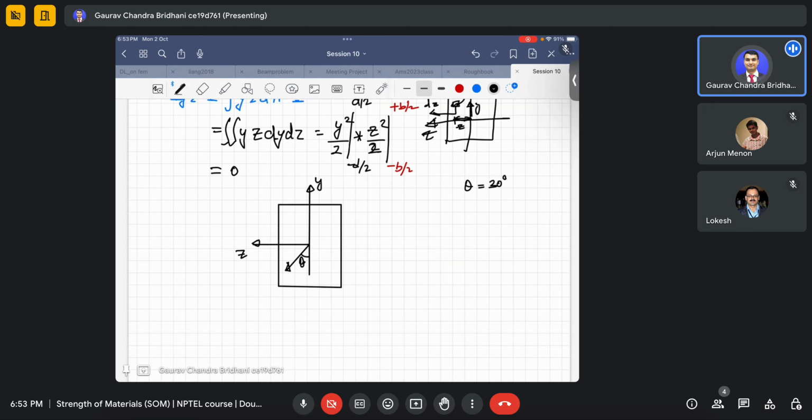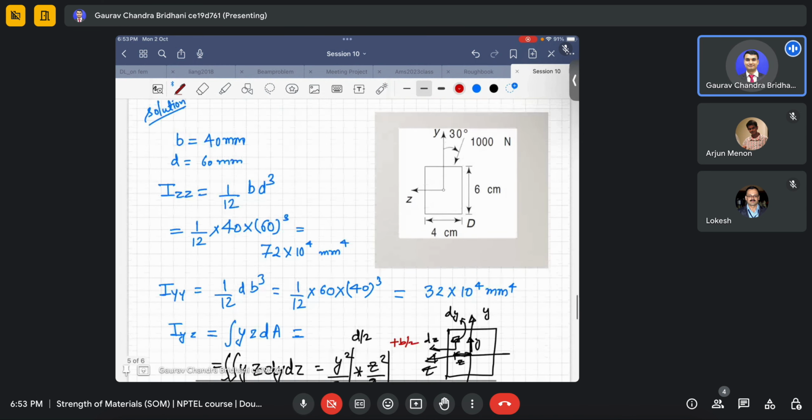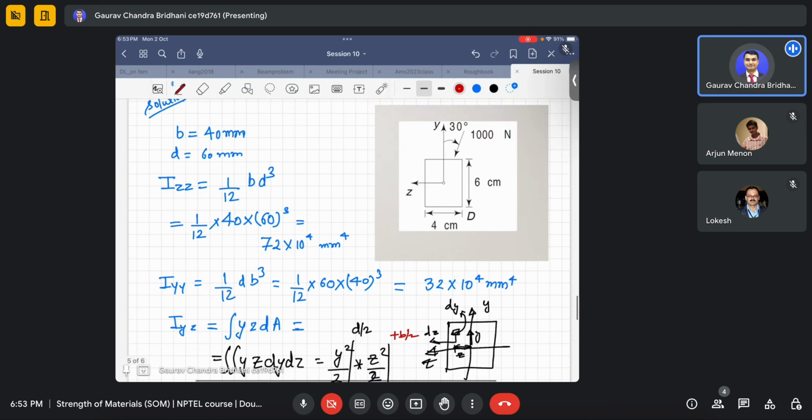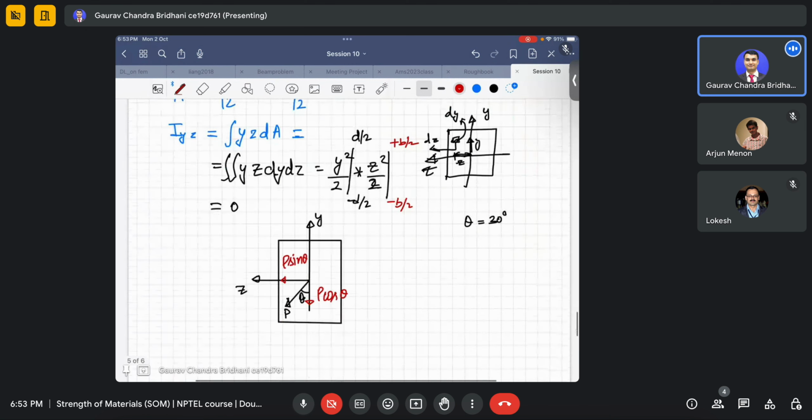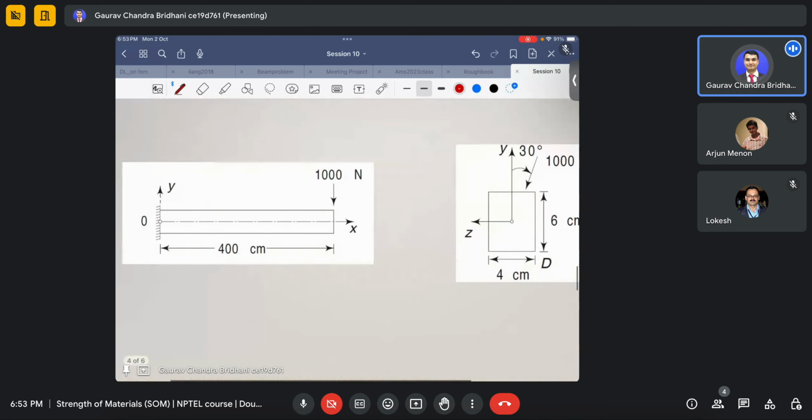degrees, and this is my load P. Now what I do, I resolve this load into two. One I resolve in this direction, so this becomes P cos 30. Another I resolve this way, which becomes P sin 30. That's how it is going to be resolved. One is in the negative y direction, and another is in positive z direction. And this load is acting at the end. So I am just resolving forces right now.